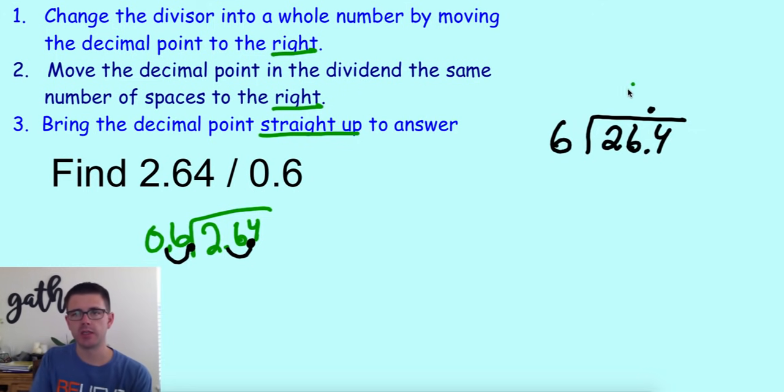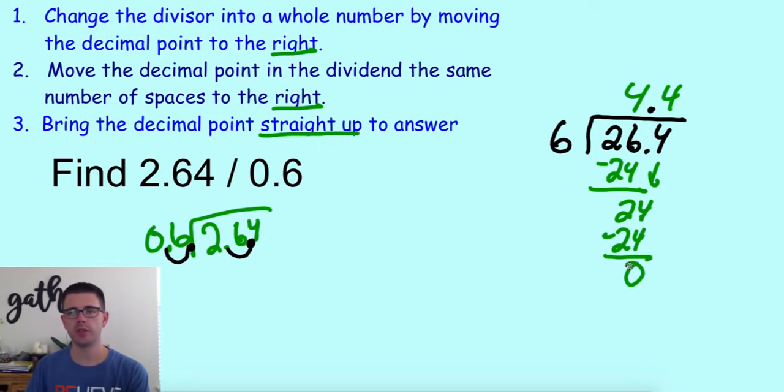6 goes into 26 4 times, which is 24, so I subtract. 26 minus 24 is 2, and I bring down my 4. 6 goes into 24 4 times, which is 24, and I'm left with a big 0. There's no more digits to bring down, so I'm good. My answer is 4.4.